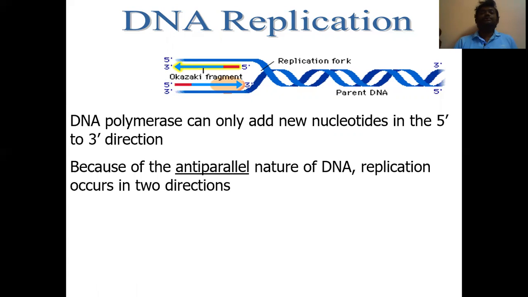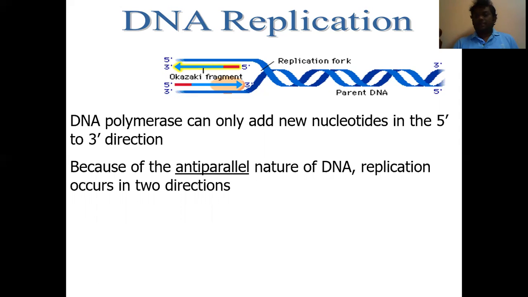Because these two strands are anti-parallel in nature. One strand runs from 5 to 3 direction, and another strand runs from 3 to 5 direction. This strand runs from 3 to 5 direction, and this strand runs from 5 to 3 direction. Whereas this strand is the leading strand, this strand is the lagging strand. And each fragment is called an Okazaki fragment.